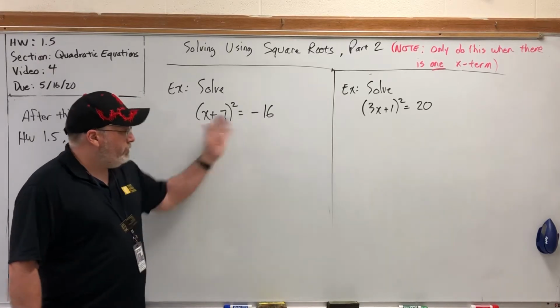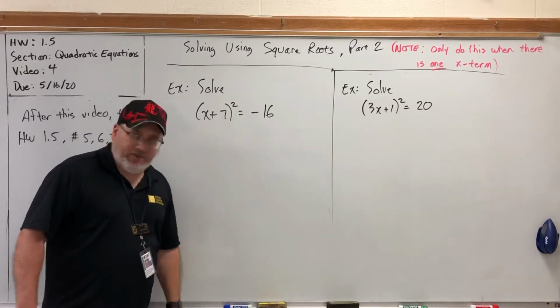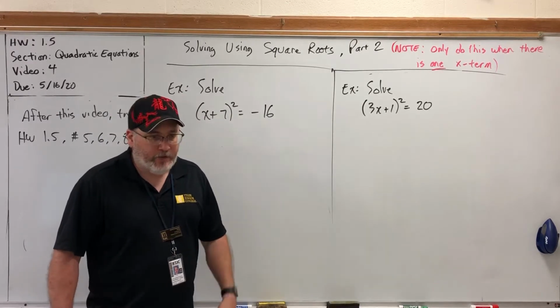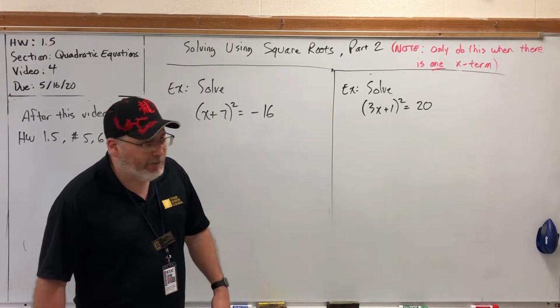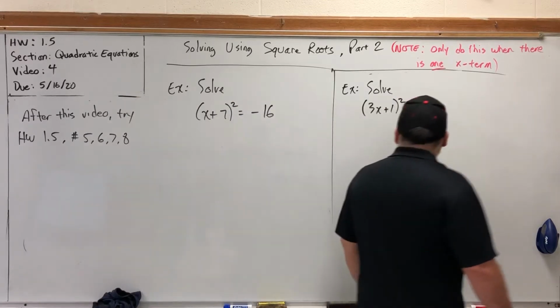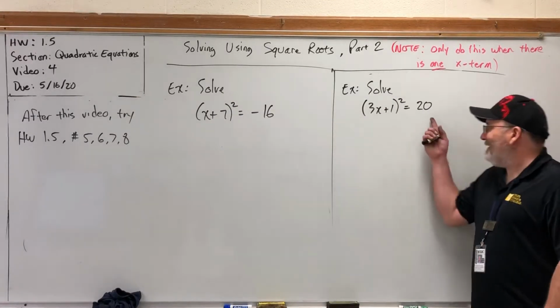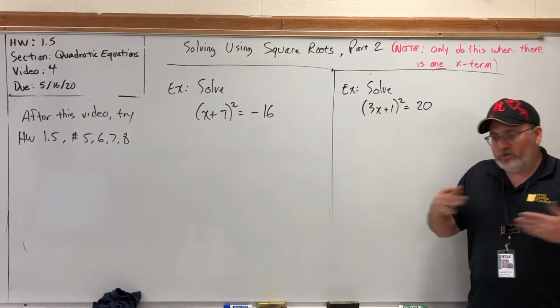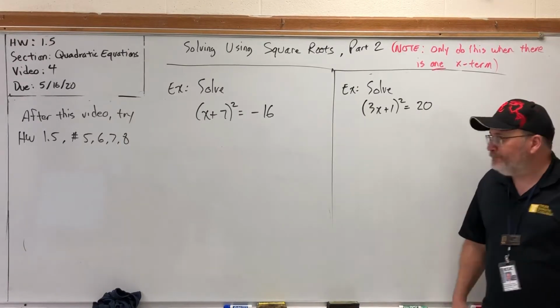If I square root both sides of this for the purpose of canceling the square, I'm going to take the square root of a negative number. Welcome to imaginary and complex numbers. On this one, if I square root both sides, I'm not going to get an imaginary number, but I have the square root of 20, which is not a perfect square, so I'm going to have to break it down.